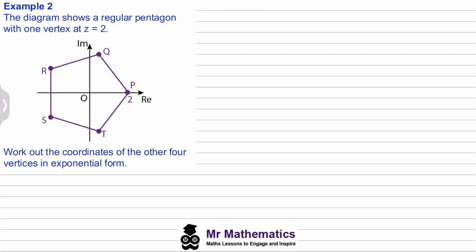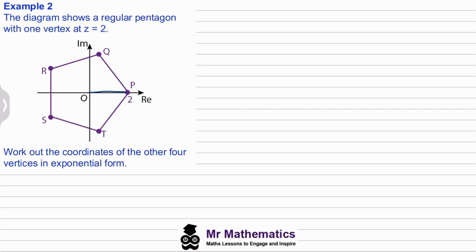So in example 2, we're given that the diagram shows a regular pentagon, and we need to work out the coordinates of the other 4 vertices in exponential form. So perhaps you want to give this question a go yourself. You can pause the video, and when you come back, we'll go through the solution. Okay, so welcome back if you had a go.